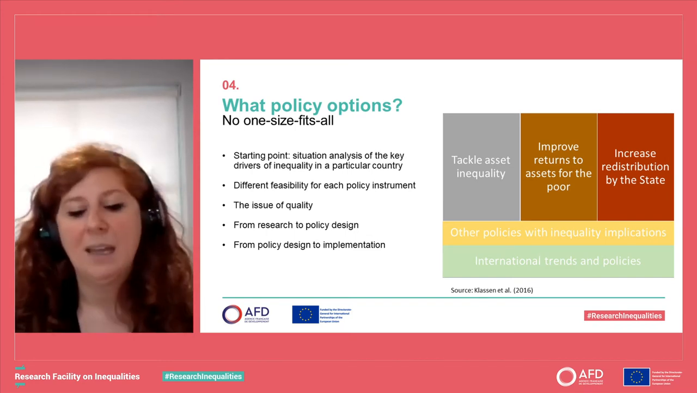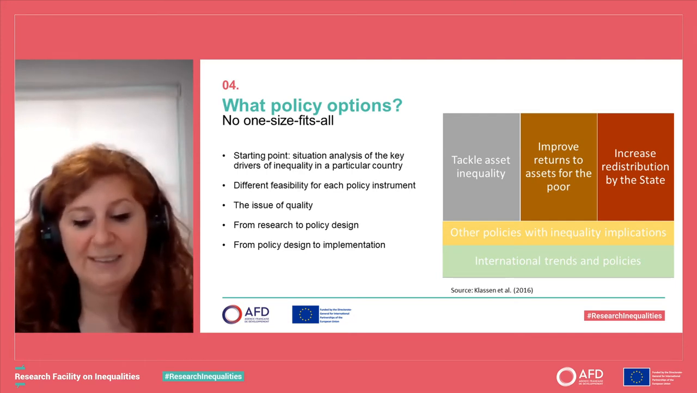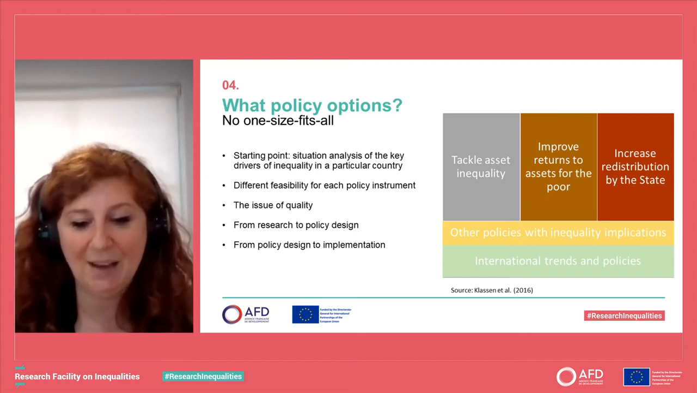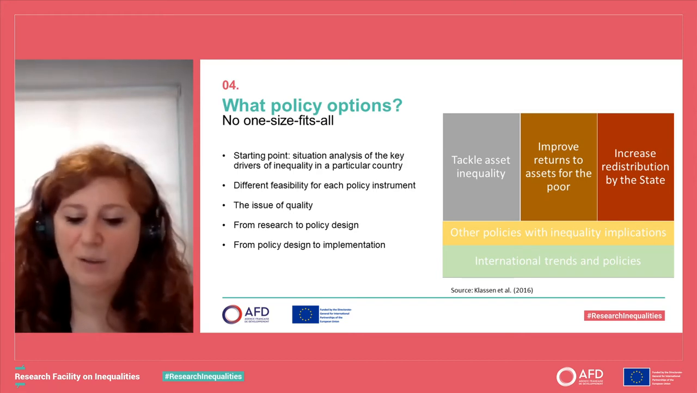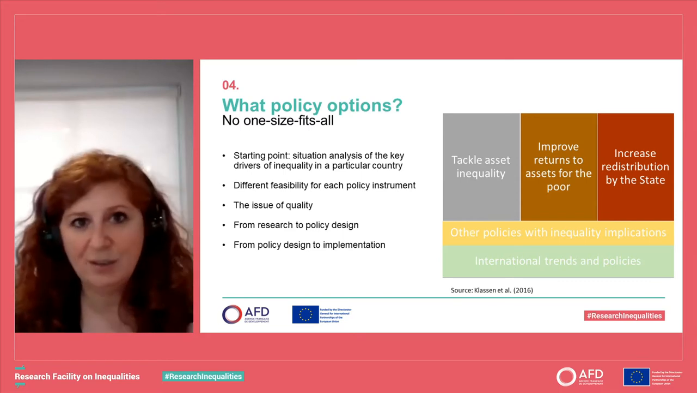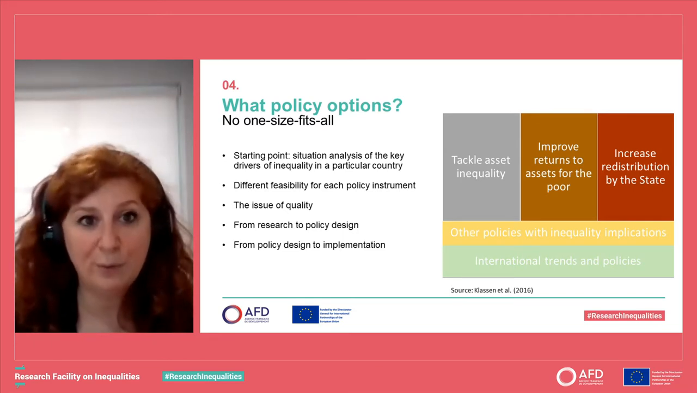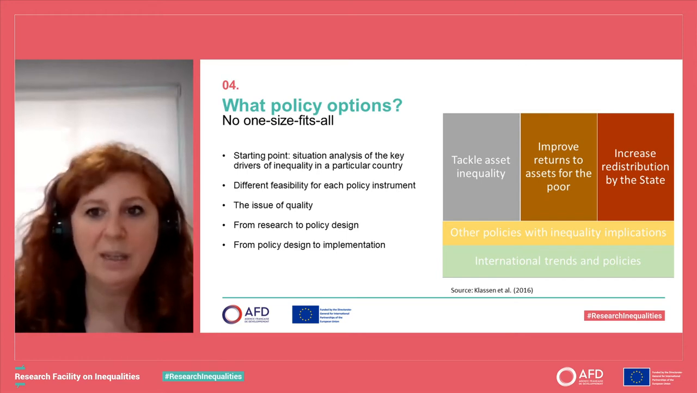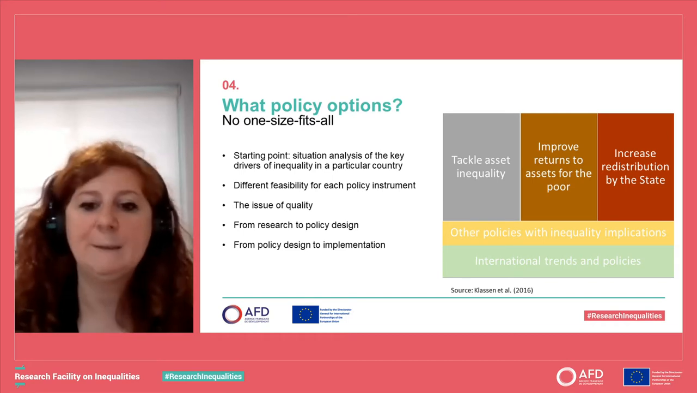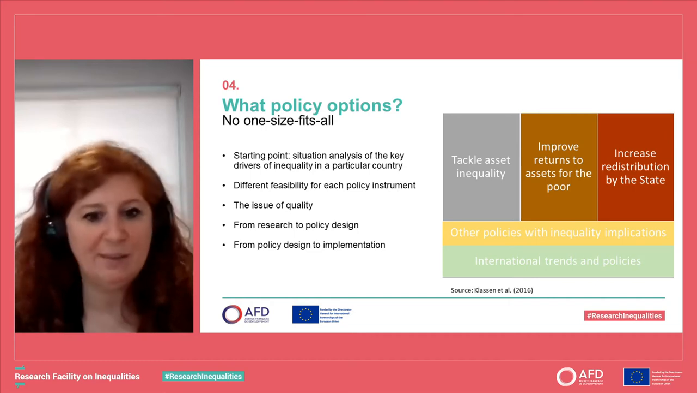Now, the late and missed Stephen Klasen and his team had proposed a framework for policies that can reduce inequalities, which shows both the complexity of it, but also the possibilities that we have. And this is a scheme that you see on the slide. First, you have the policies that aim to tackle asset inequalities, such as education and land reforms. Then we have the policies that aim to improve the returns for the assets of the poorest, of the most vulnerable. And these would be, for instance, labor market policies, or again, infrastructure policies. And then we have the policies that aim to increase redistribution by the state. And these will be fiscal and social policies.